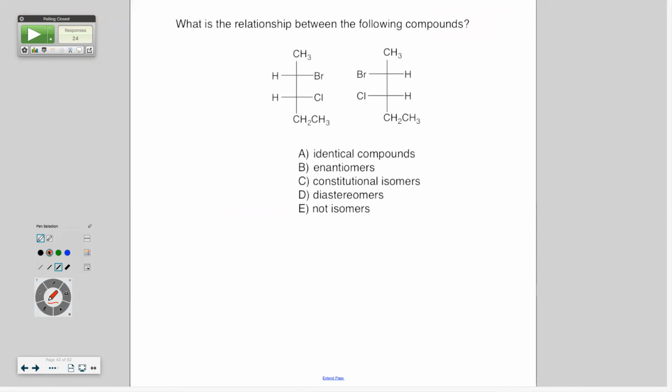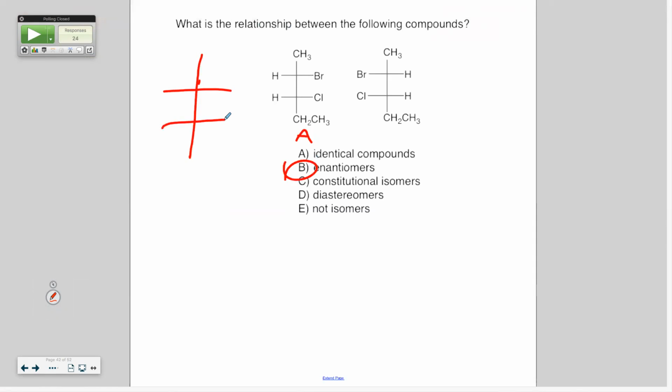Okay, so draw me a diastereomer of the first one. Here's the first one. We'll call it A. Draw me a diastereomer of it. What would be a diastereomer of that? That's your clue. So A and B are enantiomers. Remember what an enantiomer is.